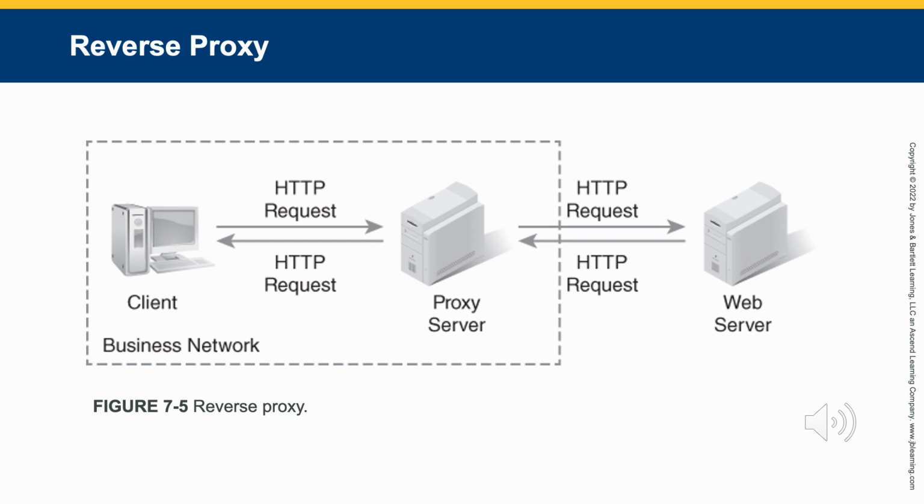In this diagram, we see an example of a reverse proxy. We have a client on the business network trying to talk to a web server. In the middle, we have a proxy server that's accepting that HTTP request, authenticates it, and forwards it to the web server. The web server responds to the proxy server, and the proxy server passes that response back on to the client.